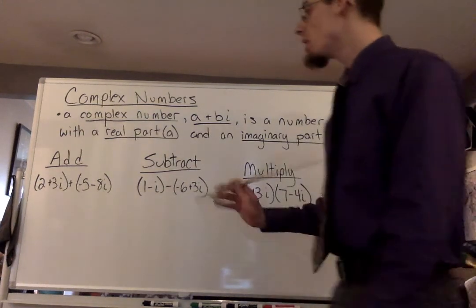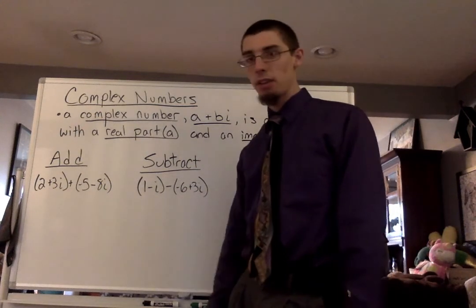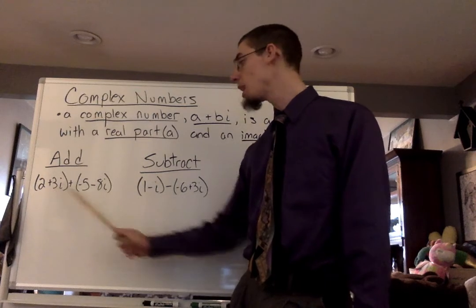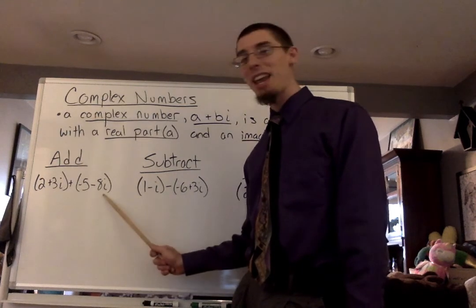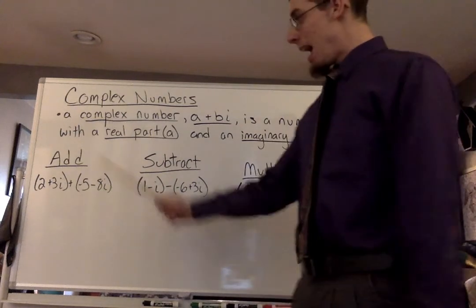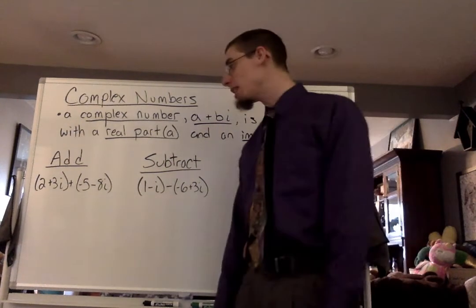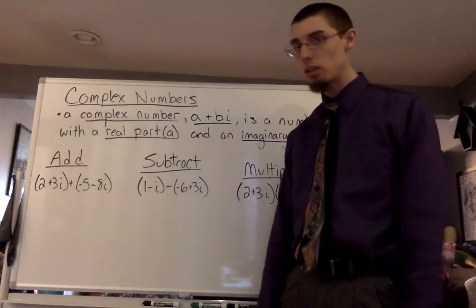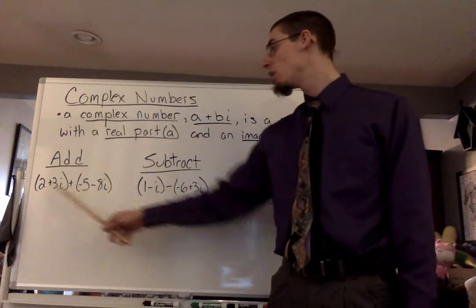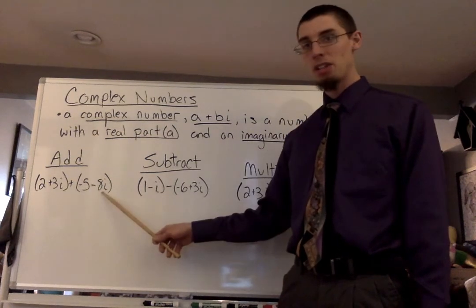So, if I wanted to add these 2 complex numbers together, you have 2 plus 3i, that's one complex number, and negative 5 minus 8i, there's another complex number. Adding complex numbers together is basically combining like terms. What I'm going to do is combine the real parts and combine the imaginary parts.